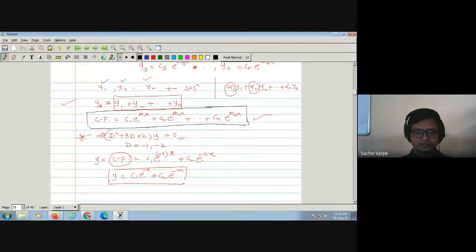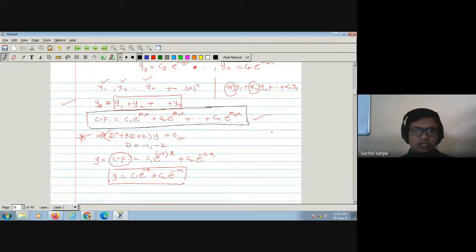So take down this formula. The complementary function is this, and this is an example: D square plus 3D plus 2. Here we are getting the two roots, -1 and -2, and based on these two roots, the complementary function is c1 e to the power minus x plus c2 e to the power minus 2x.